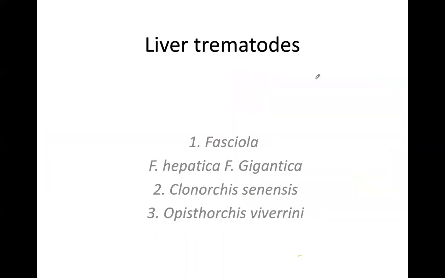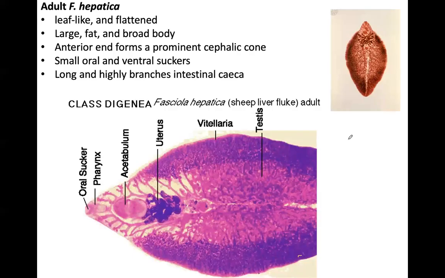Great, so now, next one is liver trematodes. So liver trematodes include Fasciola hepatica, gigantica, and Clonorchis sinensis, Opisthorchis also included. All right, so as you can see, these are the distinguishing features of Fasciola hepatica. How does a person get infected with Fasciola hepatica? How can someone get infected with Fasciola hepatica?